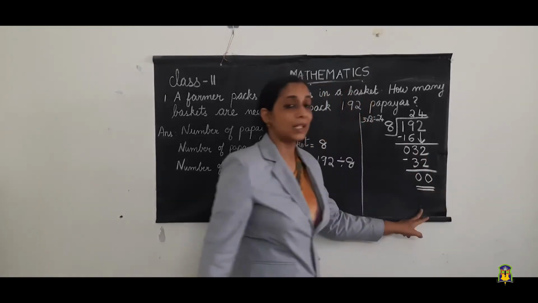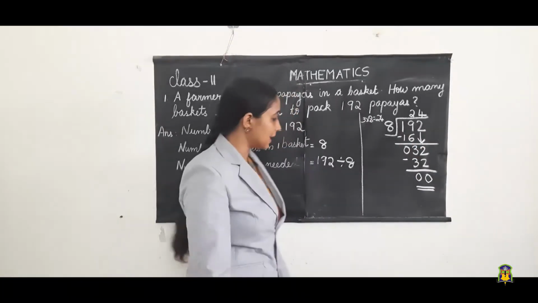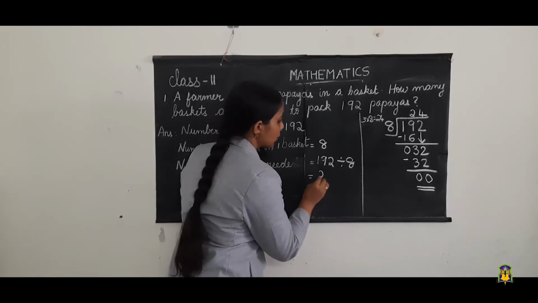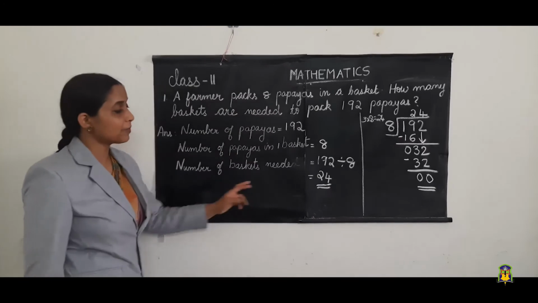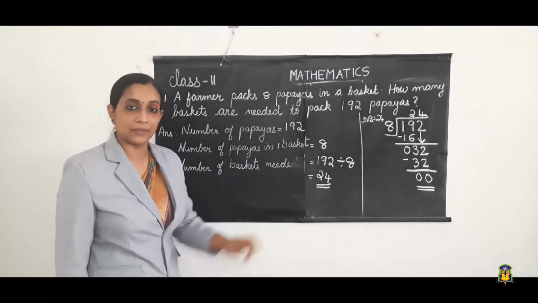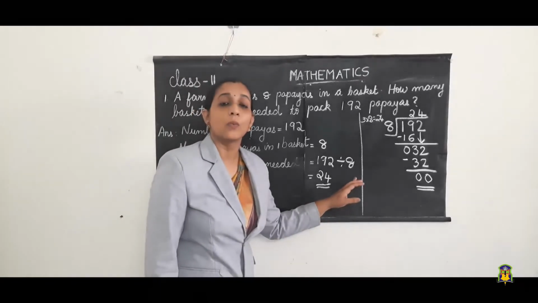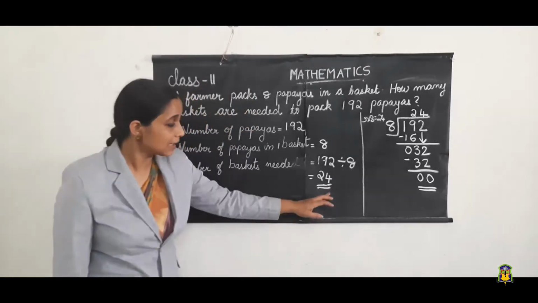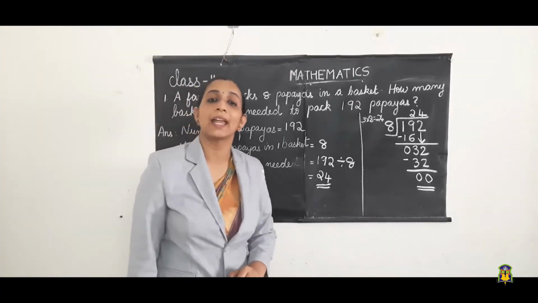So how many baskets are needed? 24 baskets are needed. The number of baskets needed is 24. We got the answer as 24. So to pack 192 papayas, we need 24 baskets and each basket will contain 8.